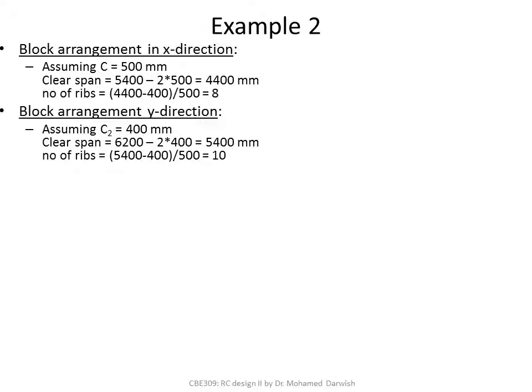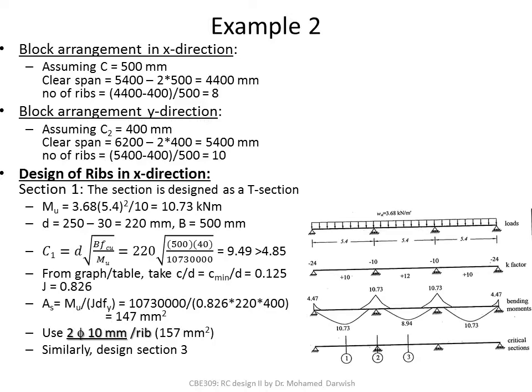So the block arrangement is very similar. You'll assume C is 500 millimeter. The clear span is 5400 minus 2 times 500. This is 4400. 4400 minus 400 over 500 will give us 8 ribs in the x direction. Very similar thing in the y direction. If you assume C2 as 400 millimeters, 6200 minus 2 times 400, this is 5400. 5400 minus the 400, which is the C2, over 500, this will give us 10 ribs in the y direction.